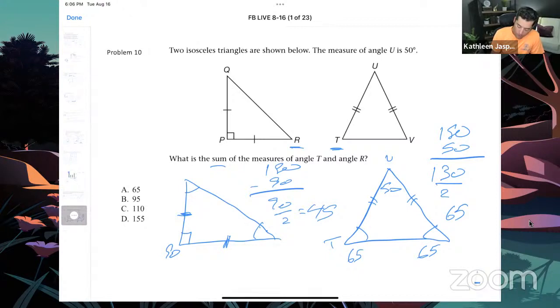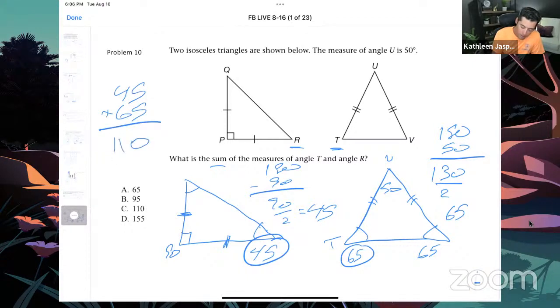Looking for R, that would be this one right here. I've got 45, I've got 65. 45 plus 65 gives me 110. And C is my answer.